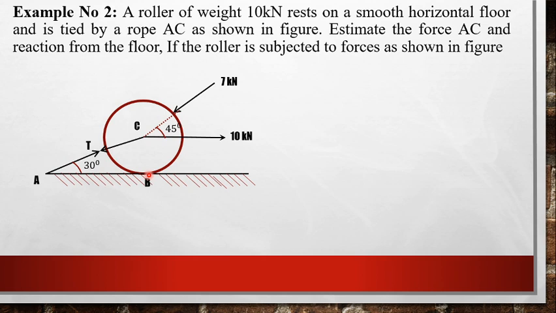So force in this and the reaction from the floor, that is at contact point between the roller and the horizontal surface. Now these are the forces acting on the roller. Now this roller is having a self weight of 10 kilonewton which will act downwards, and the rope is attached on A to C. So obviously the rope will have a tensile force. So this is how it acts, and which is acting at 30 degrees. A horizontal force 10 kilonewton is acting and an inclined force of 7 kilonewton is acting on the roller. Now let us see how the free body diagram is drawn.